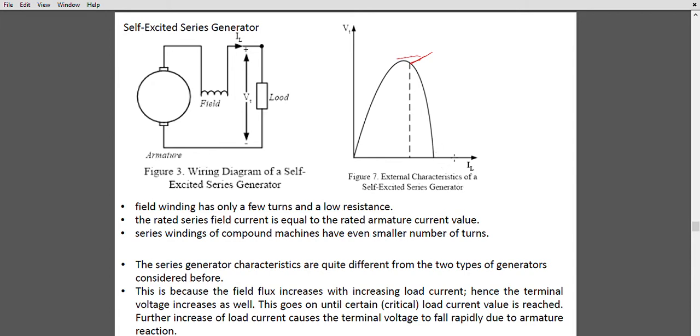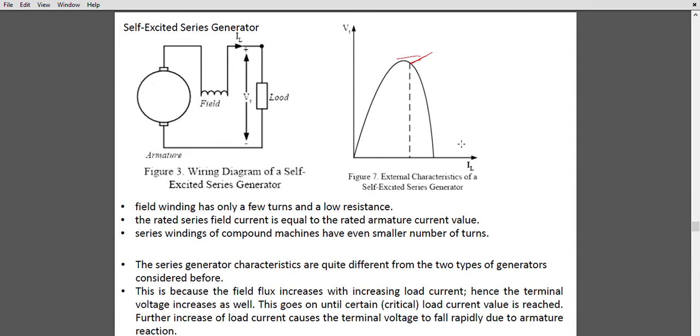In this case also, the field winding has only a few turns and a low resistance. The rated series current is equal to the rated armature value. Series windings of compound machines have a smaller number of turns.